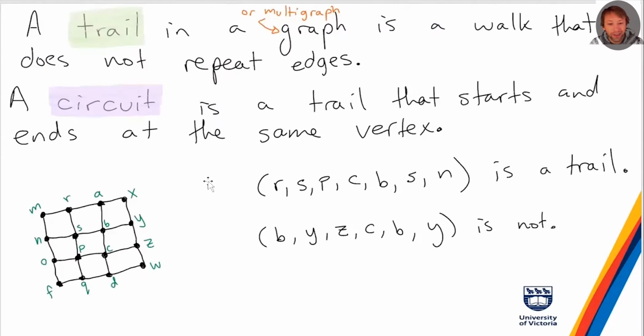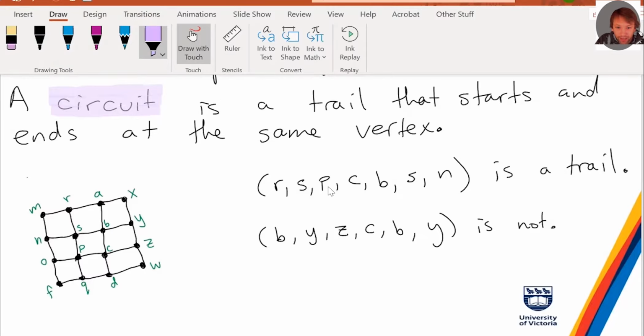Okay, yet another definition. A trail in a graph is a walk that doesn't repeat any edges. Basically a trail is a way of walking around the graph. When you walk in a graph, of course, you must go across edges, right? You walk around in the graph, and you're allowed to come back to the same vertex as many times as you want. But what you can't do is go along the same edge more than once. So, for example, I'm dealing with this graph over here on the left.